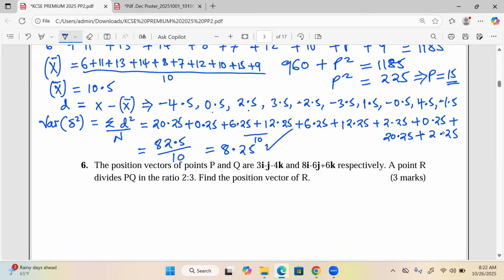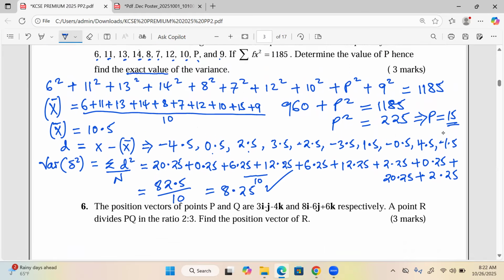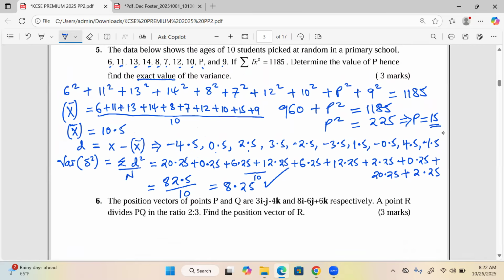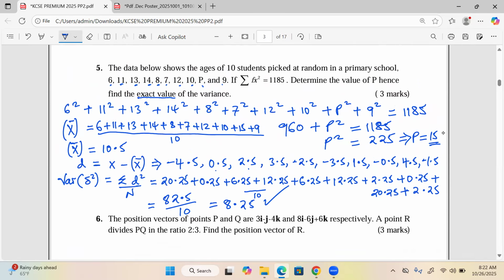Remember, in case you'd been told to find standard deviation, you would have followed the same procedure, but you know that standard deviation now is the square root of variance. Standard deviation is the square root of variance.